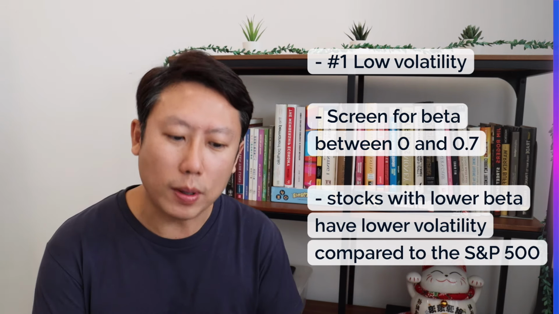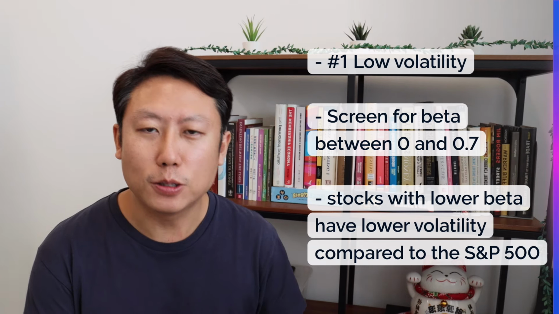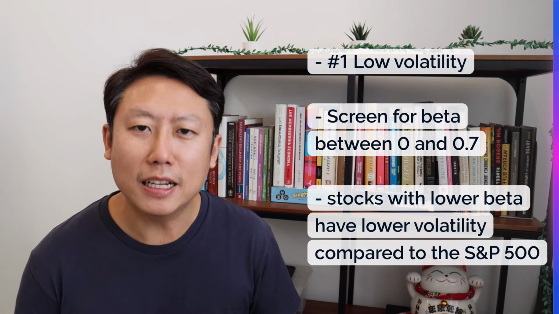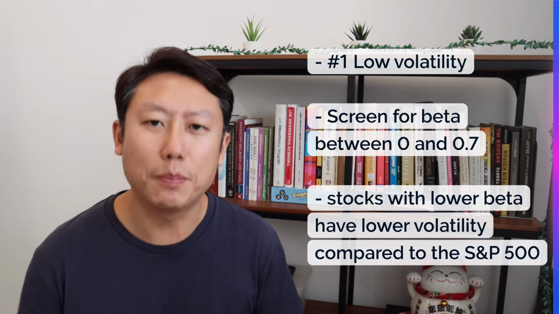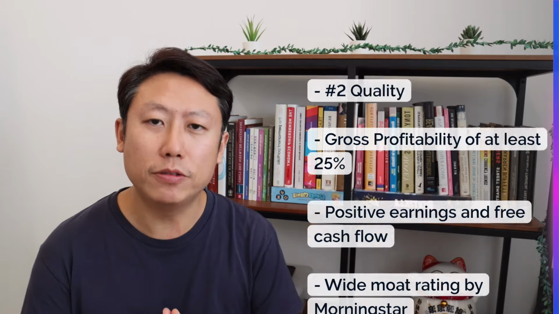Okay, so in this case, what I did was I screened for beta between 0 and 0.7. Okay, so I gave a bit of discount. Generally, these are the low beta stocks, or in other words, the lower risk stocks, based on the definition. All right, so that was the first screen criteria that I used.